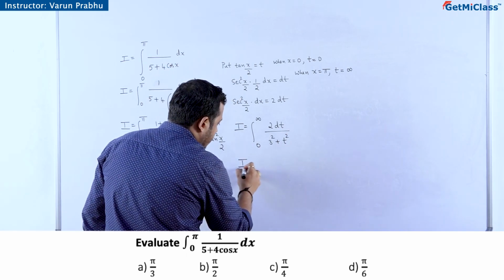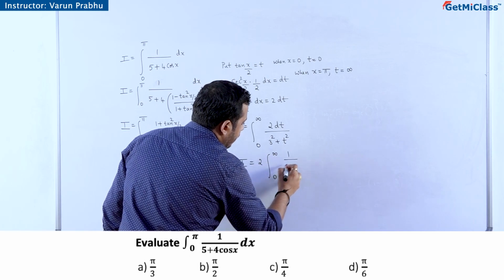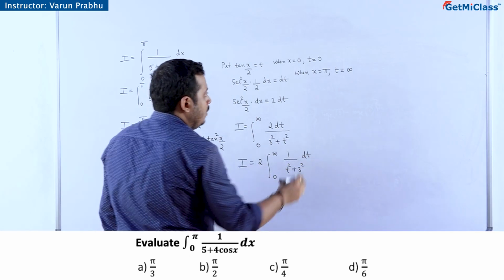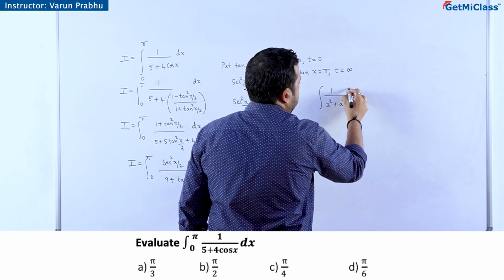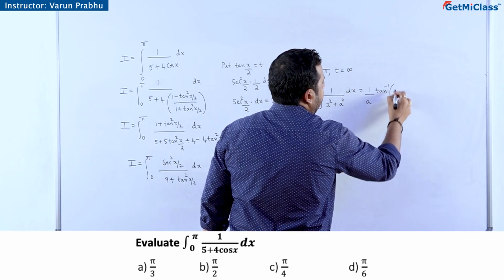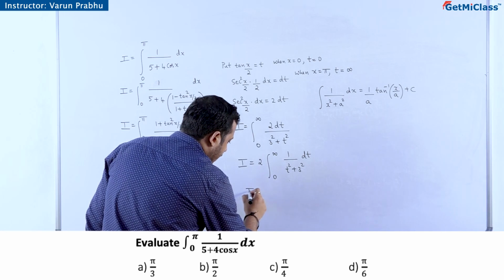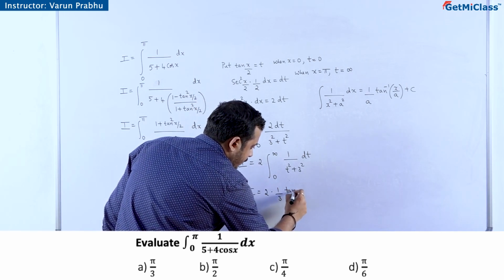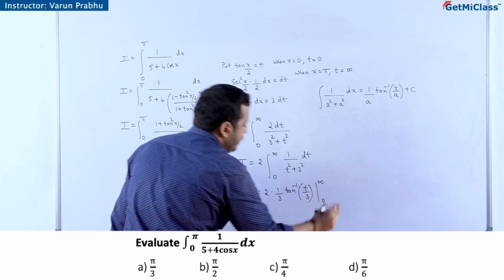So I can say I is equal to 2 times the integral from 0 to infinity of 1 divided by t square plus 3 square, dt. So we know the standard result: the integral of 1 divided by x square plus a square dx is equal to 1 divided by a times tan inverse of x divided by a, plus c. So I can write here I is equal to 2 times 1/3 tan inverse of t/3, integrated between the limits 0 to infinity.